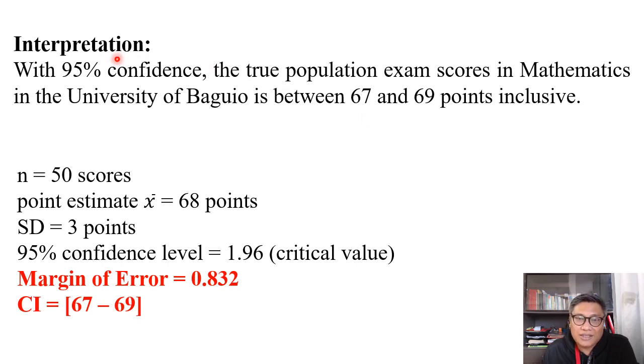So at 95% confidence, we are now saying that the population exam scores in mathematics is ranging between 67 to 69 points inclusive. The word inclusive, class, indicates that 67 and 69 are part of the solution. Okay, so that's the first example, class.